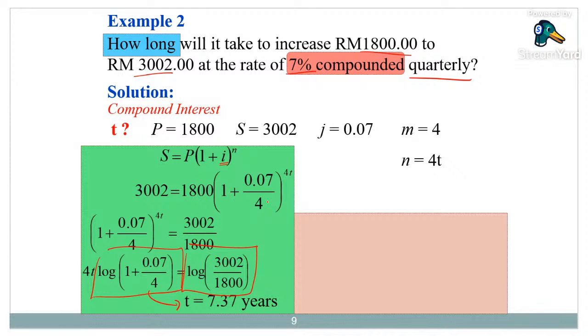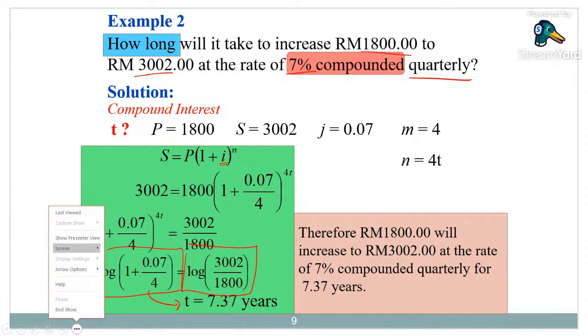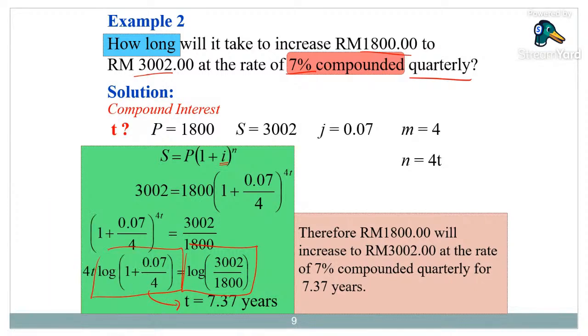Okay, so dah sekarang dah dapat dah jawapan dia. Conclusion dia, therefore 1,800 will increase to 3,002 ringgit at the rate of 7% compounded quarterly for how many years? 7.37 years. Okay, boleh ya? Okay, seterusnya.